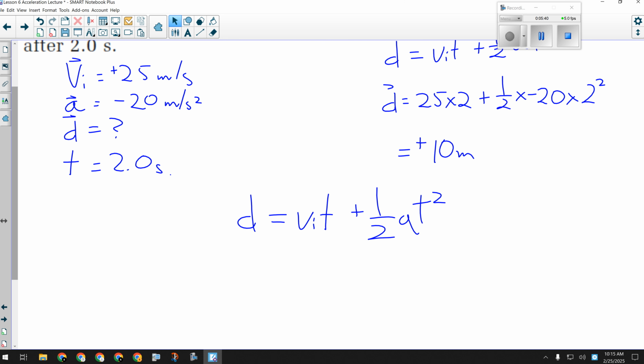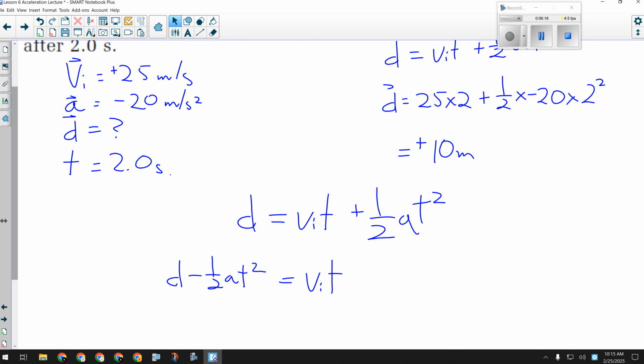What's not attached to VI right now? The whole other half of the formula, right? Can I subtract that over to the other side? According to order of operations, I would multiply these two numbers together, then multiply these three numbers together, and then add them. So it's perfectly fine for me to subtract that whole term over to the other side. So I'm going to have d minus 1/2 at squared equals vi times t.